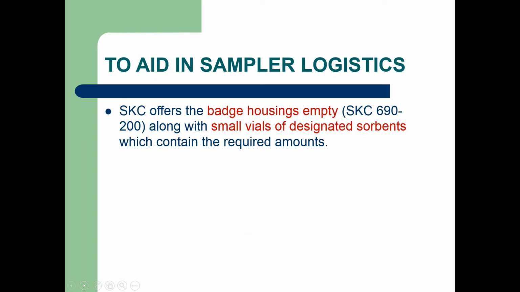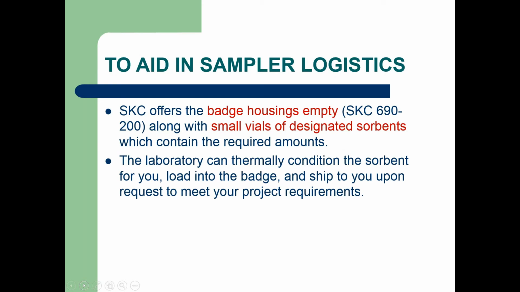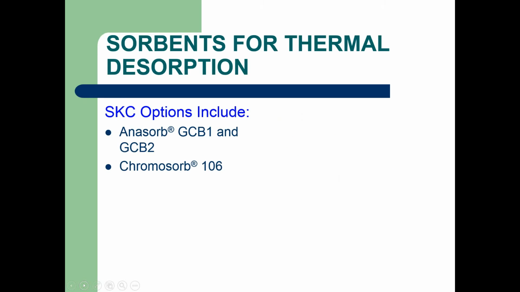SKC offers the ultra badge housings empty along with small vials of sorbent with the required amount to fill the badge. In this way, the laboratory can thermally condition the sorbent, load it into the badge housing, and ship to you for immediate deployment into the field. SKC provides sorbent vials containing either Anasorb GCB1 and GCB2, which stands for graphitized carbon black. We also provide Chromosorb 106 sorbent.